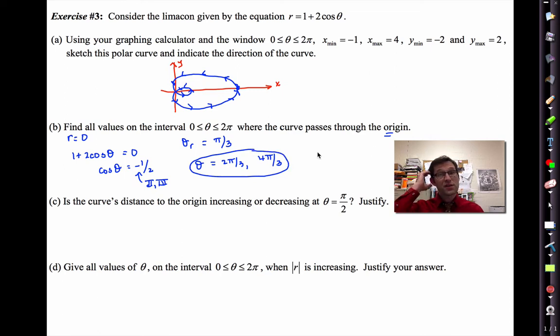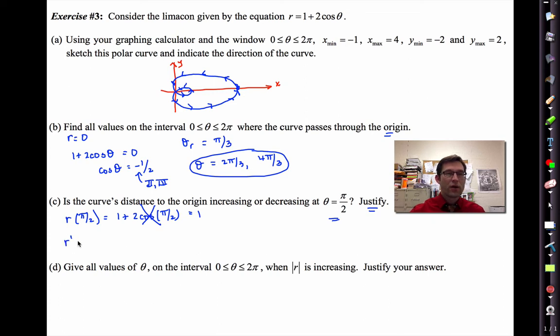Is the curve's distance to the origin increasing or decreasing at theta equals pi over 2? Justify. Well, this is where we end up using what we just found out. So let's figure out what r of pi over 2 is. It's going to be easy enough: 1 plus 2 times the cosine of pi over 2. One of the things I like about that is that cosine of pi over 2 is equal to 0. So the radius is equal to 1.